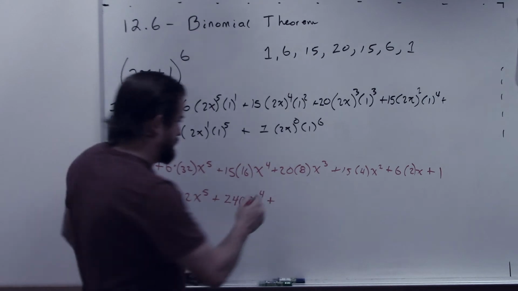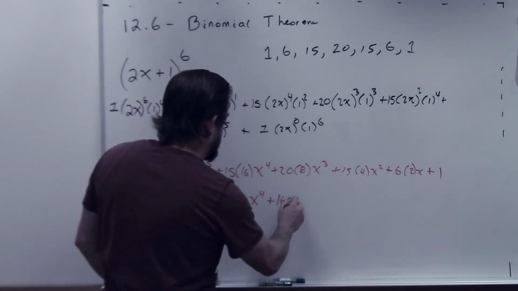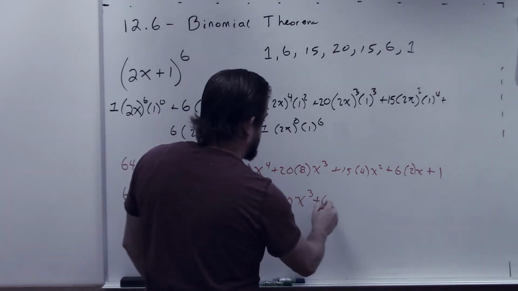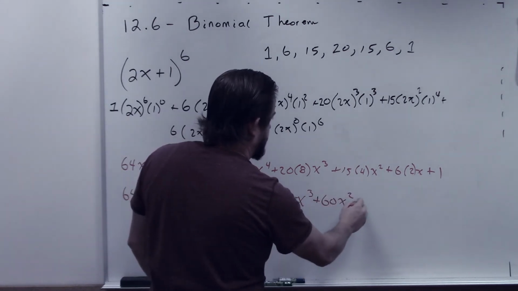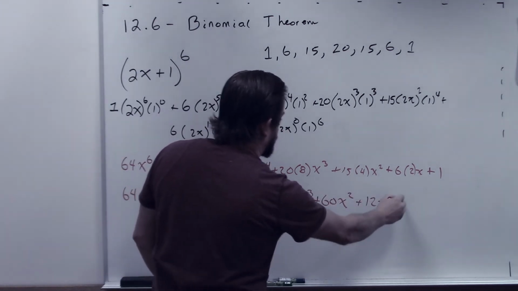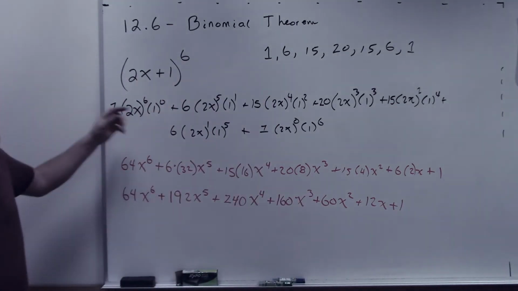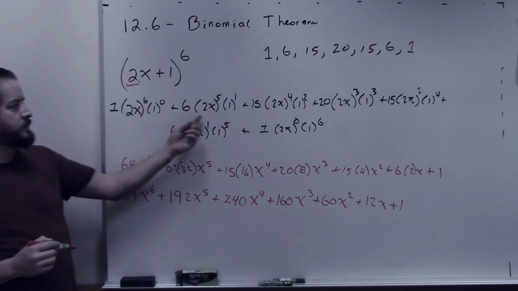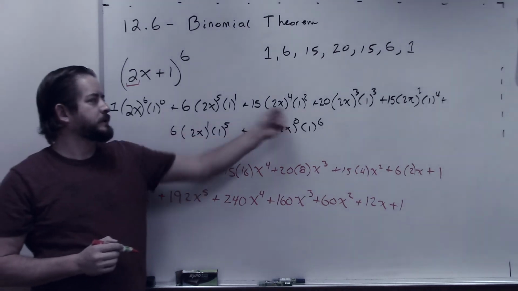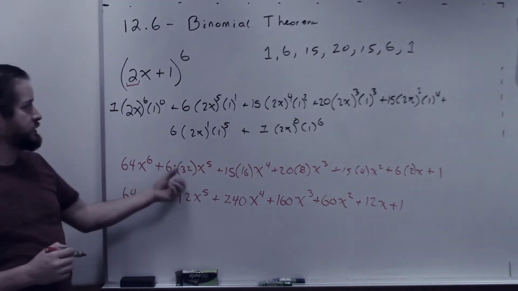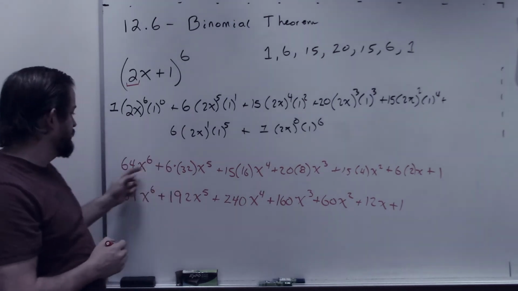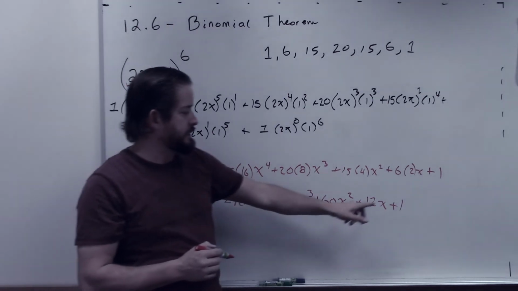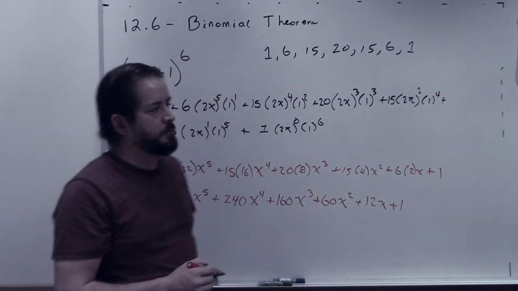20 times 8, 160. X to the 3rd. 15 times 4, so 60 x squared, and then 12x, and then 1. So we had to take into consideration that this 2 is going to bring in some pretty big numbers at some points and change these coefficients. So the coefficients in the end are this 64, 192, 240, 160, 60, 12, and 1.